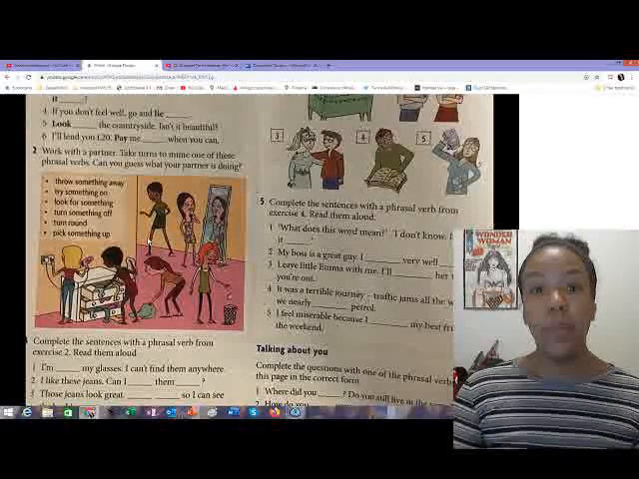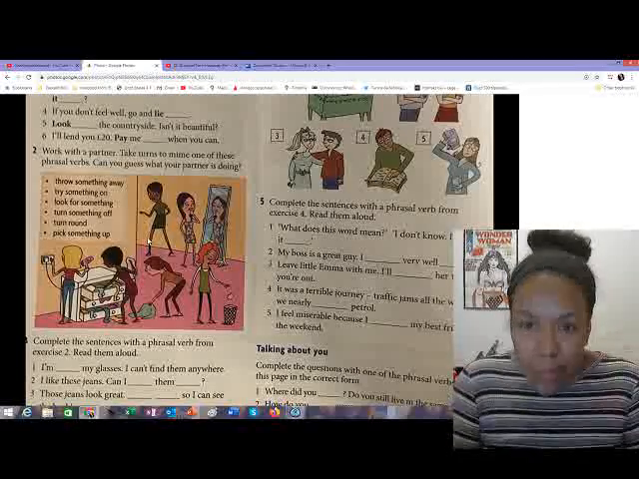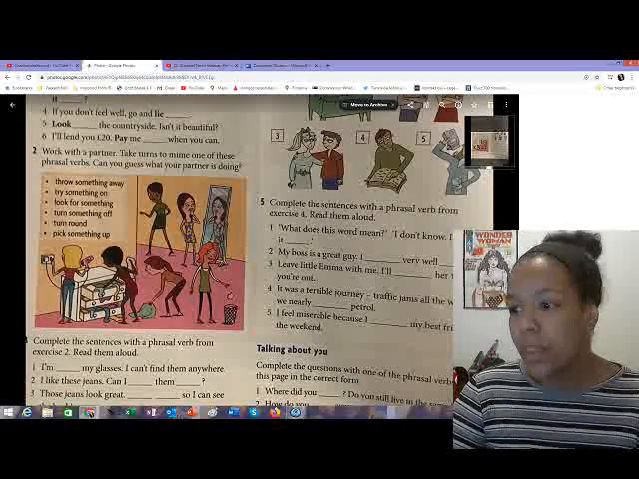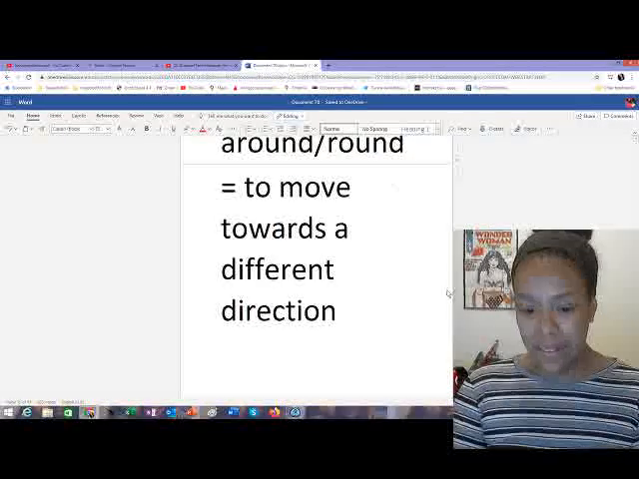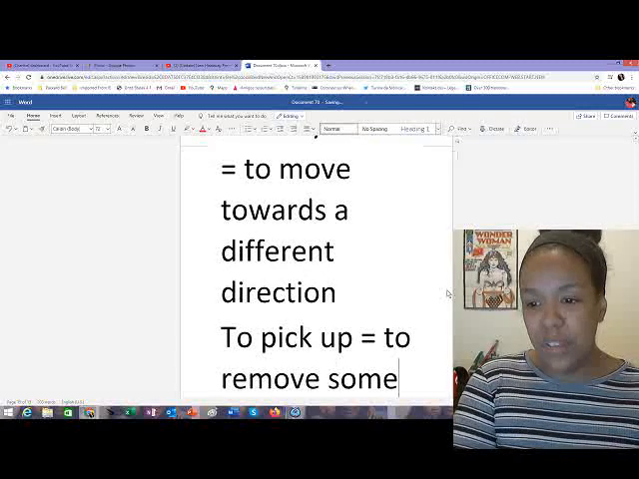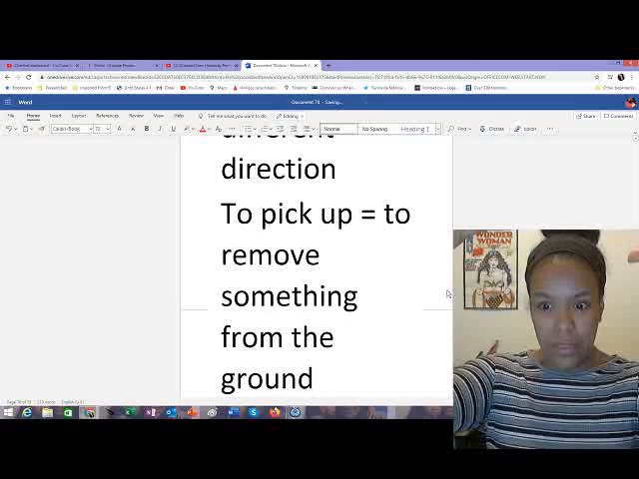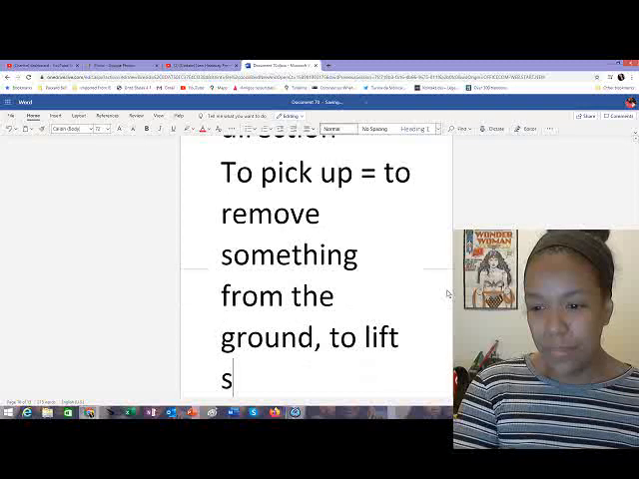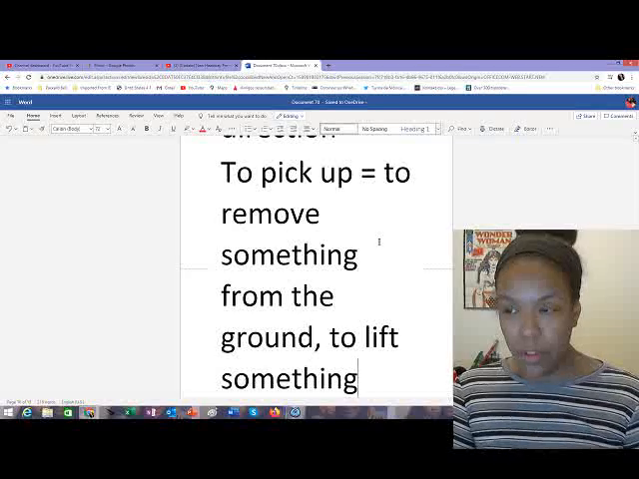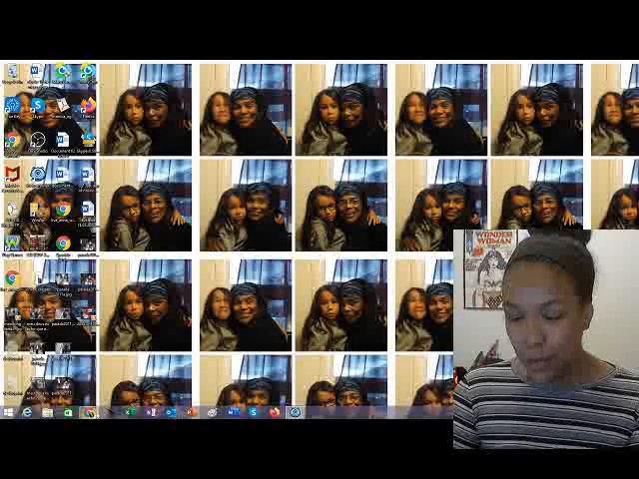You can also pick somebody up. You can pick up a baby, and you can hold the baby like this. You can pick the baby up. Pick up. Now, knowing all of this, to pick up, to remove something from the ground is one option. To lift something. So there are some options. Everybody will get a copy of all the notes. Don't worry. You'll be able to look at the notes later.